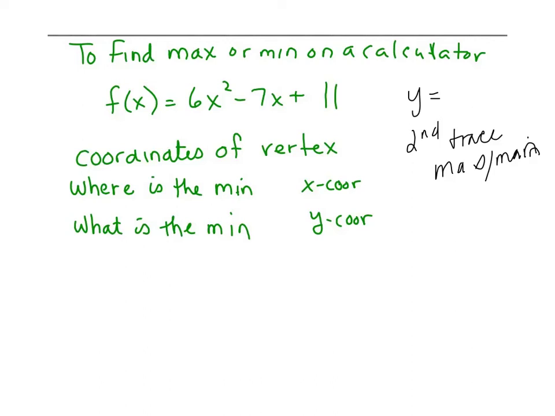If it's asking for the coordinates of the vertex, then you would write it like this, HK. If it's asking where is the min, then you just want the x coordinate. And if you want what is the min, then you want the y coordinate. And we'll do more of this in class.